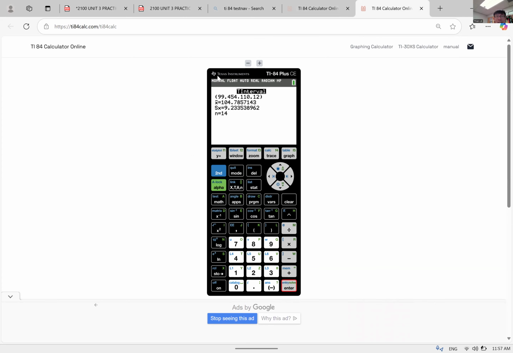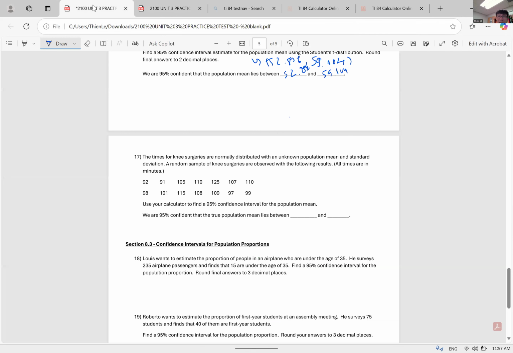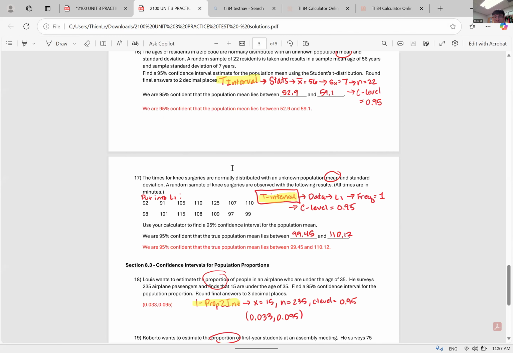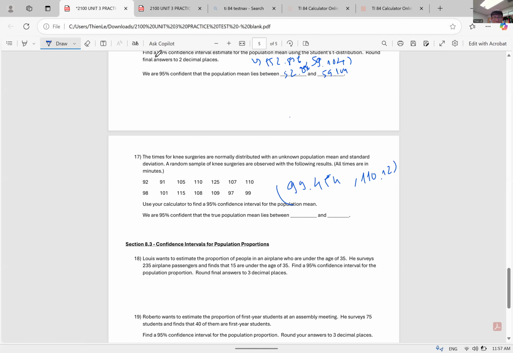99.454 to 110.12, right? Let's check if they give us the correct answer here. Yes. So the interpretation will be: we're 95% confident that the true population mean lies between these two values. If we collect 100 more samples, 95 of their intervals will capture the true mean.